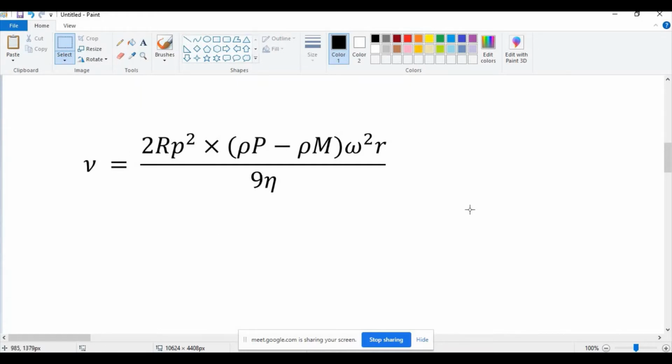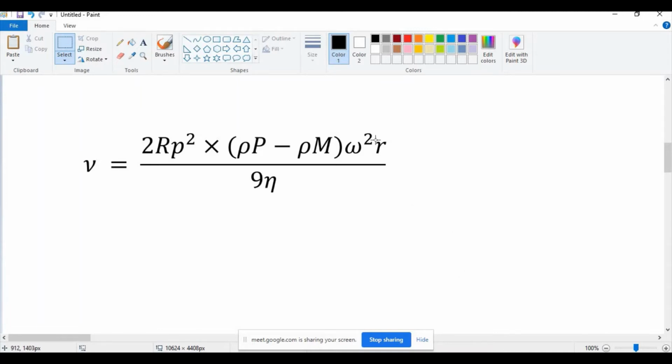Then the next is the angular velocity, omega square. There is a relationship between the revolutions per minute (RPM) and the angular velocity, because in centrifuge machines you will not find angular velocity. You will always find RPM or RCF. But in our department, we have one centrifuge machine where we have all three: angular velocity, RPM, and RCF. Of course, this angular velocity has a direct relationship with the RCF or RPM.